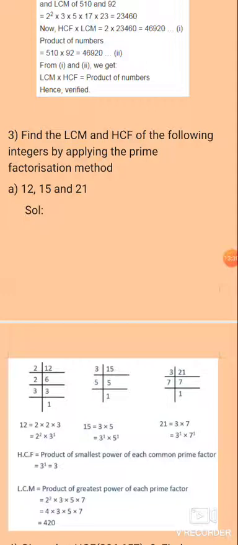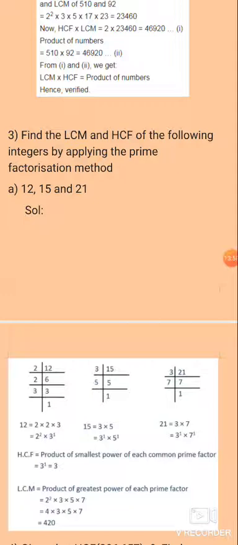Now LCM what? Take all the prime factors, take its greater power. Okay. So 2 greater power which one? 2 square. Then 3 greater power, 3 raised to 1 only. Then next 5, 5 raised to 1 only. 7 also, 1 times 7. Now find out the product of these. So listen carefully. LCM is equal to 420.